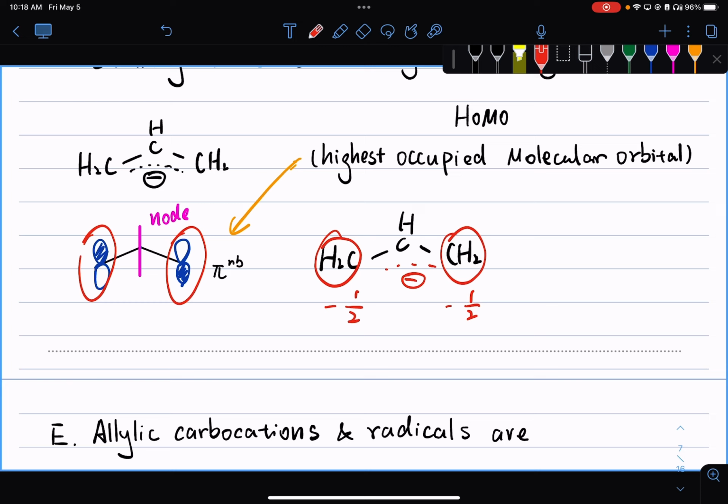The take-home message here is, by analyzing our pi correlation diagram, we have a node plane right in the middle of my allylic compound. Because of that node plane, we're expecting the molecular orbital to be centralized on the terminal carbons. And because of that, my carbanion lone pair is actually delocalized onto the terminal carbons. All right?